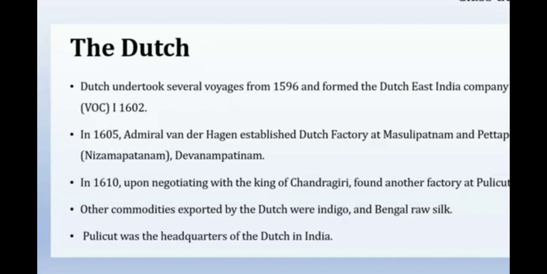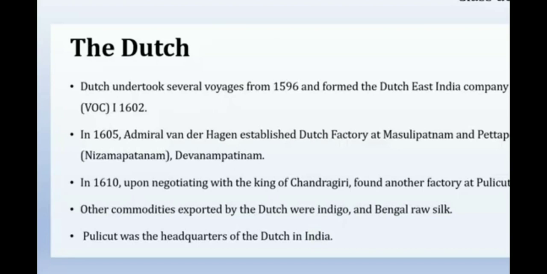The Dutch undertook several voyages. Voyage, what is the meaning of voyage? Sailing on the sea. From 1596 they formed the Dutch East India Company. So in 1596 only, they formed this Dutch East India Company.